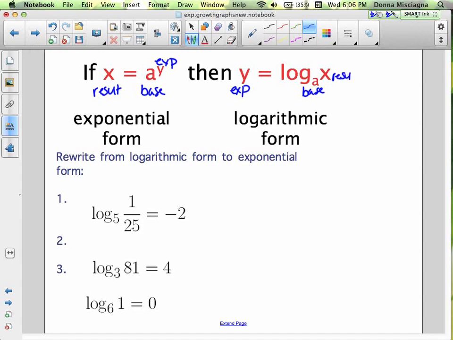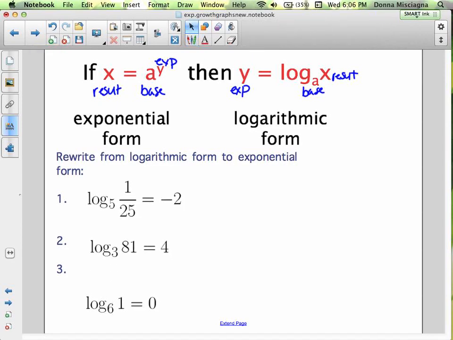So when we're evaluating logs, we want to know what exponent we have to raise the base to get that result. But right here, we've got all the information. We already know the power you have to raise 5 to get 1 over 25 is negative 2. That's the same one we had on that page, by the way. That's the only one that was the same. Just a little reminder.